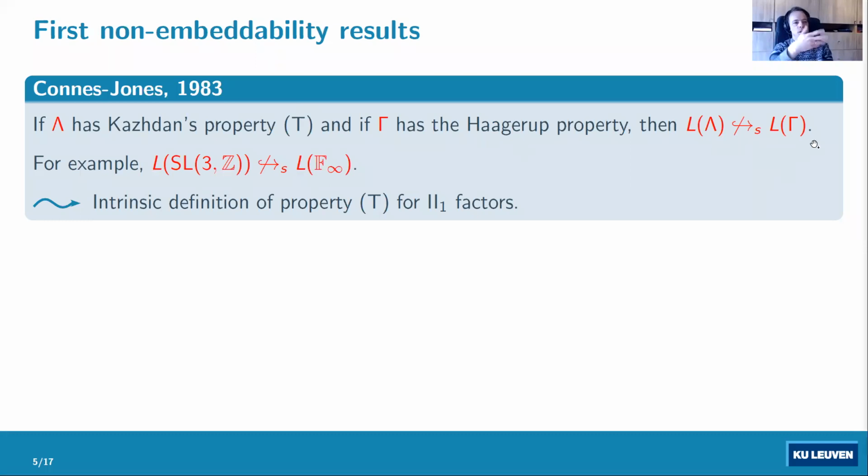And if you don't know these notions of property (T) and the Haagerup property, here is a concrete instance of it. The group factor of SL_3(Z) cannot be stably embedded in the one of a free group because of this reasoning.